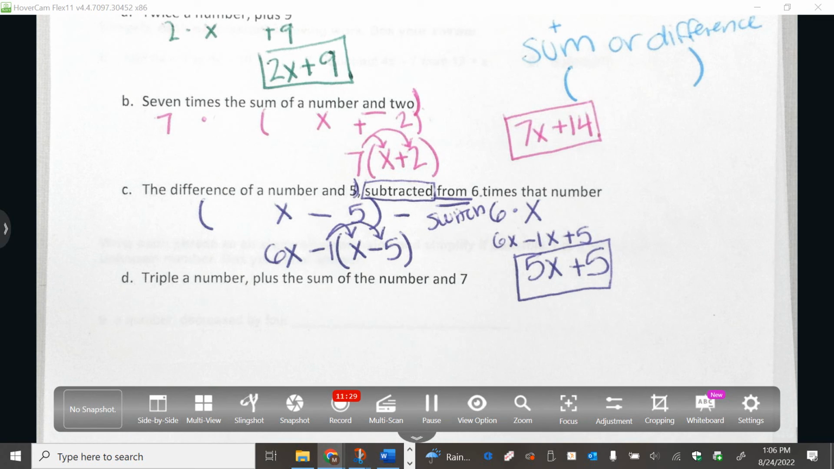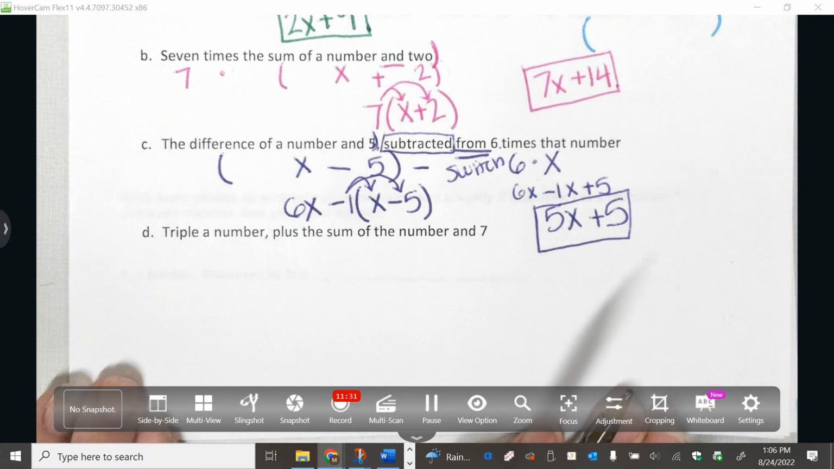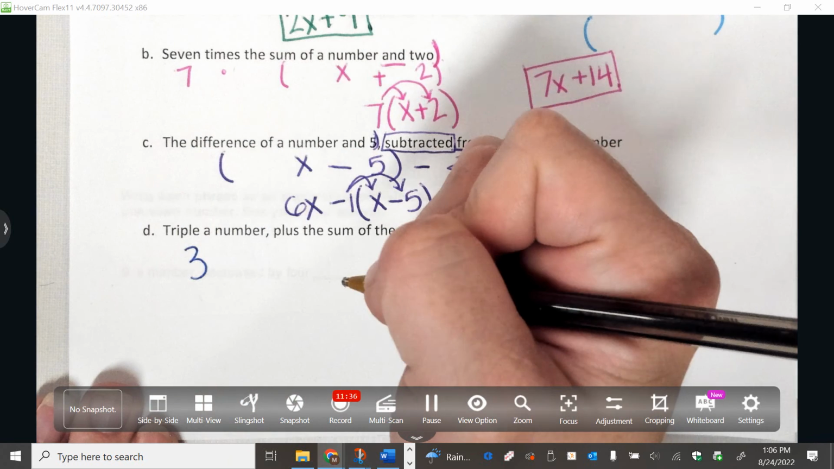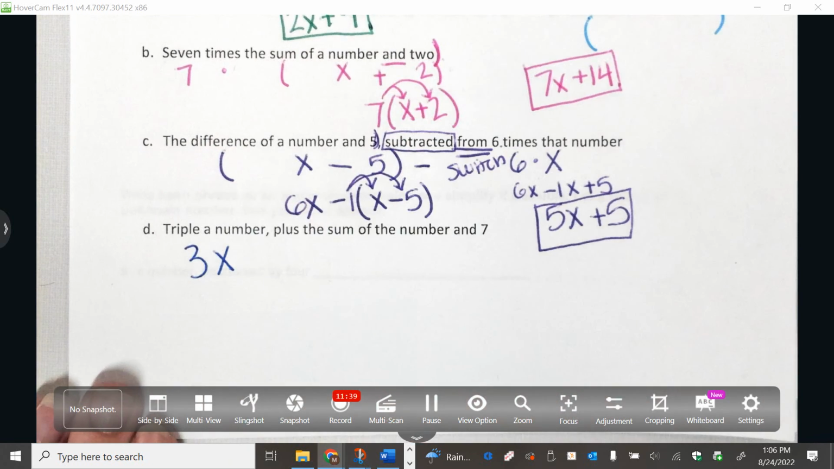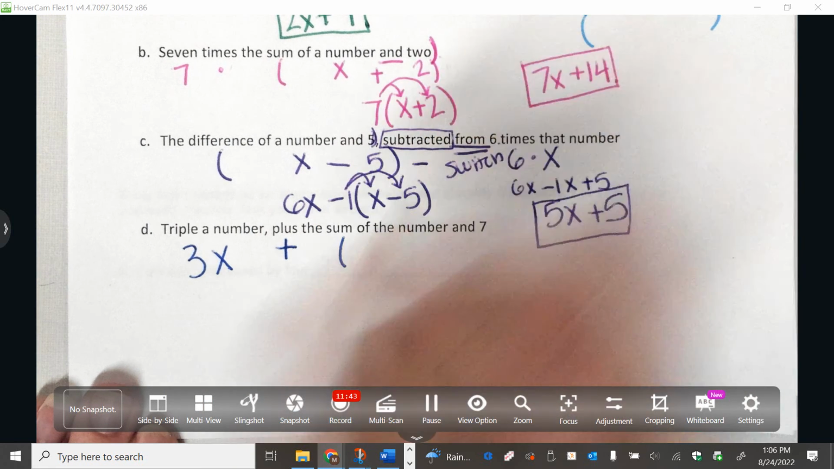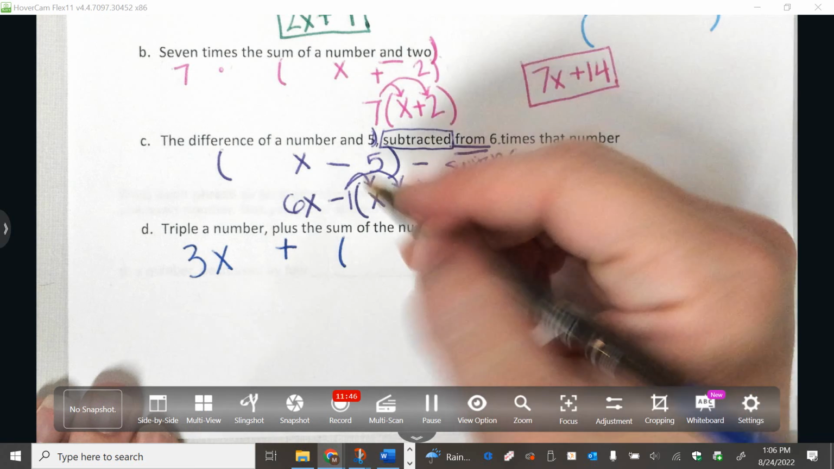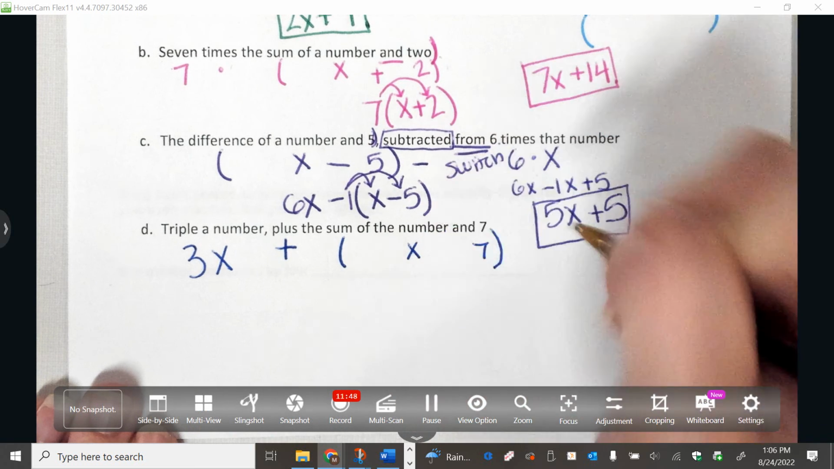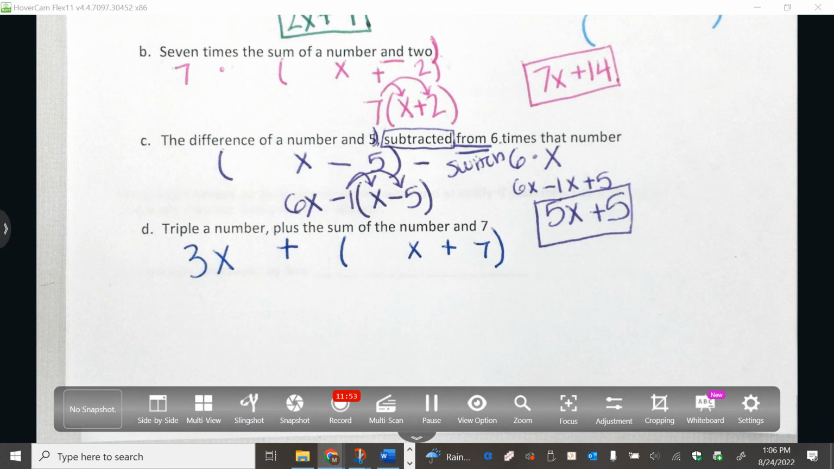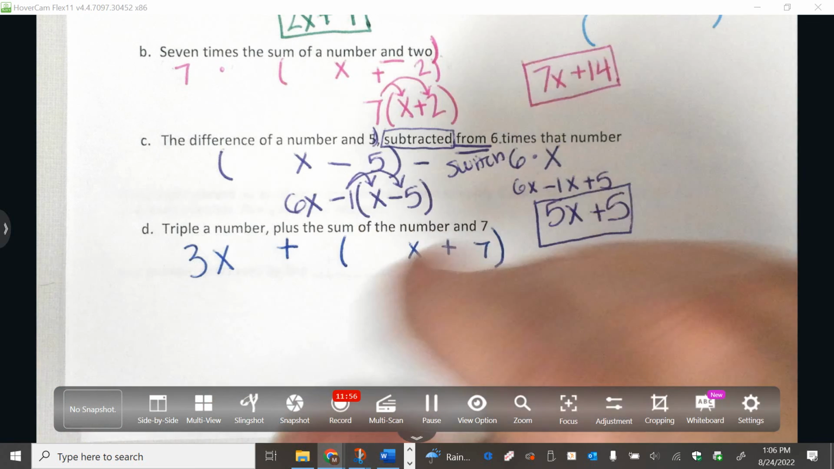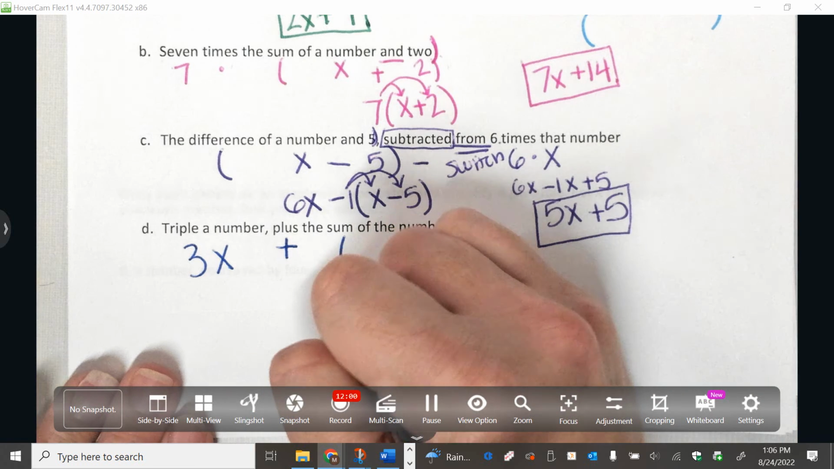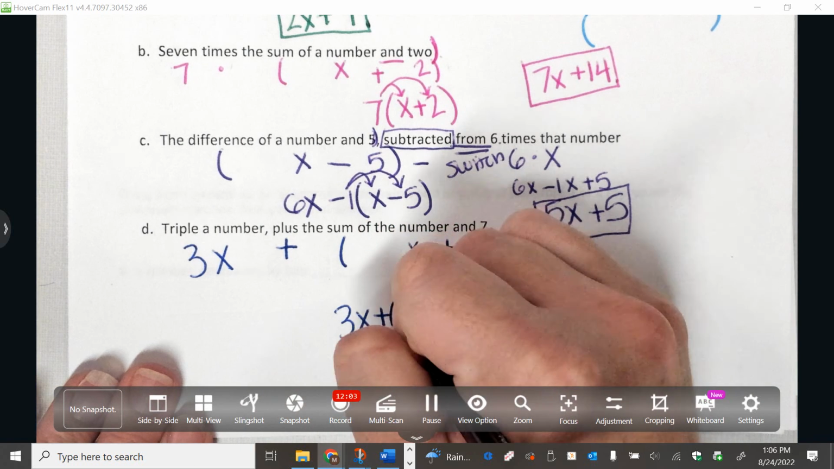Okay, last one. It says triple a number. What does that mean? 3 times what? X. Yeah, x, because we don't know the number. Then it says plus the sum, which tells me to use a parentheses, of a number and 7. Now, what am I going to put between that number and 7? Addition, because it said sum. You're exactly right. Now, did we see the word from here? So are we flipping anything or writing exact? So 3x plus x plus 7.